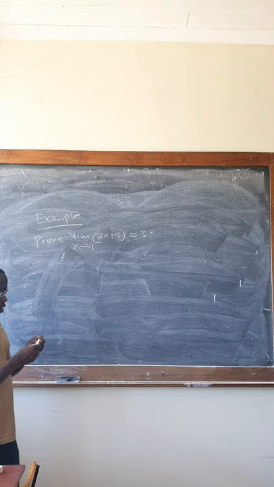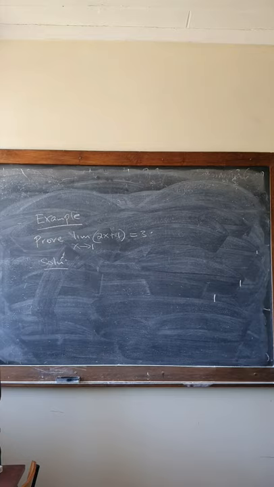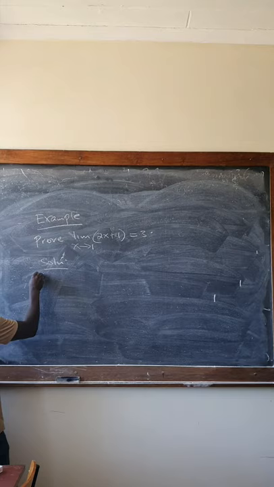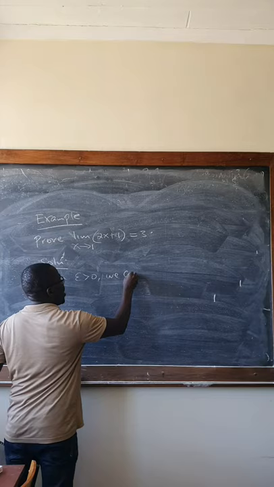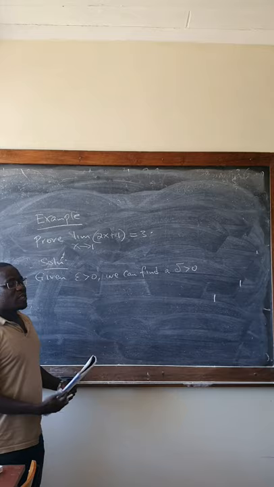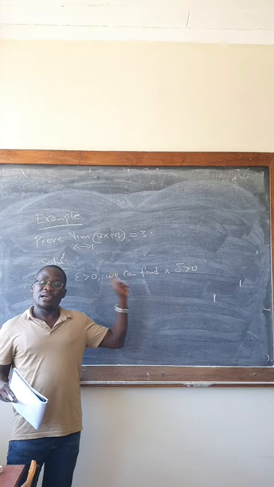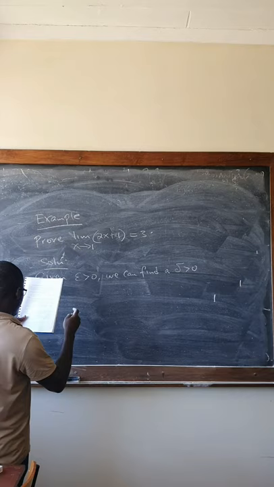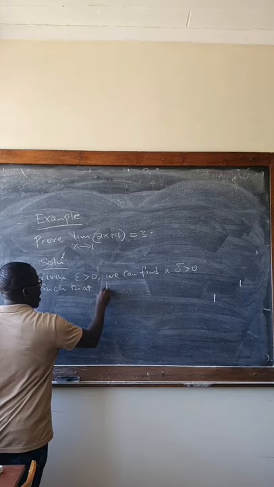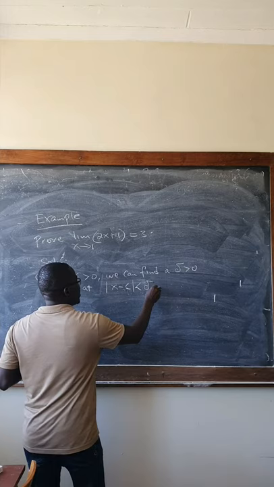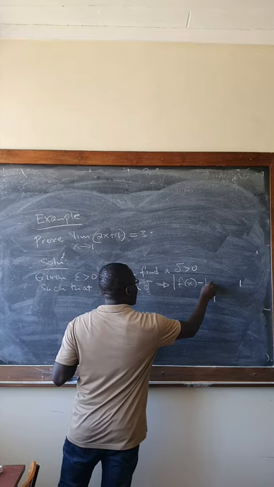We are going to use the formal definition of a limit. And how do we proceed? We are going to use the definition. So the definition says that given epsilon greater than zero, we can find a delta greater than zero. Remember, the definition says there exists. So when you're proving, you say we can actually find that delta, which the definition says exists. We can find a delta greater than zero such that absolute of x minus c less than delta implies that absolute of f of x minus L is less than epsilon.